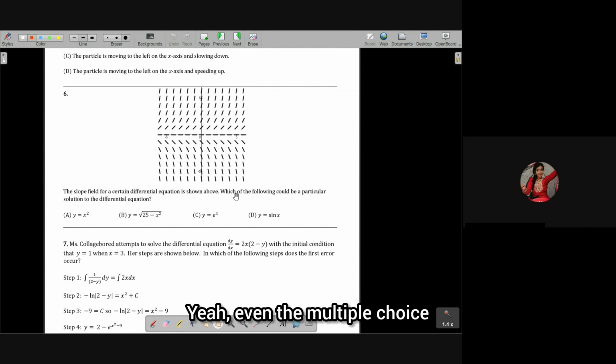Yeah, even in the multiple choice that she's been giving us from school, there have been some like those, and I always get stuck on them.